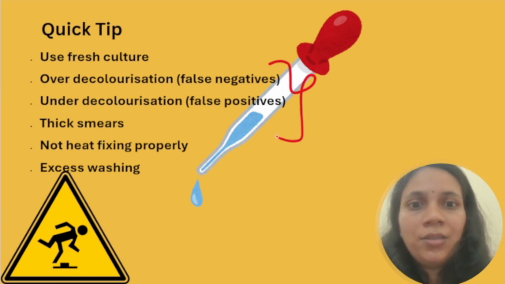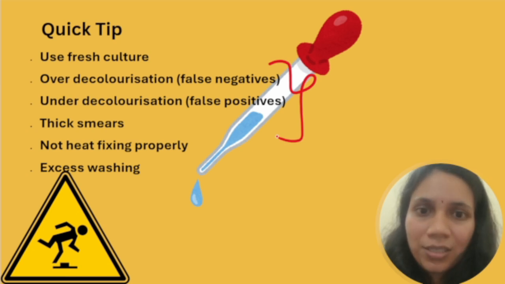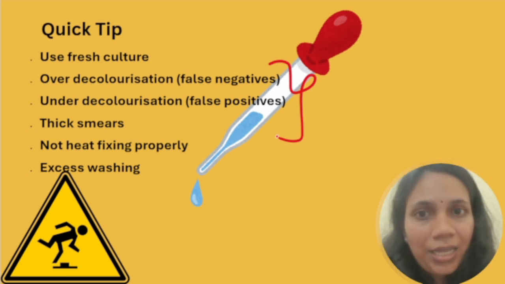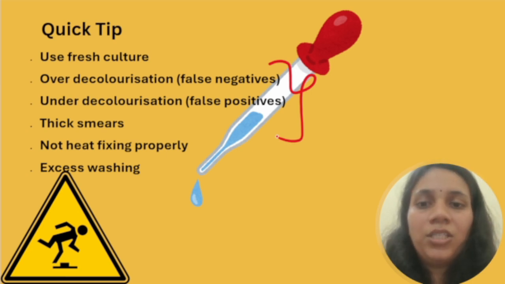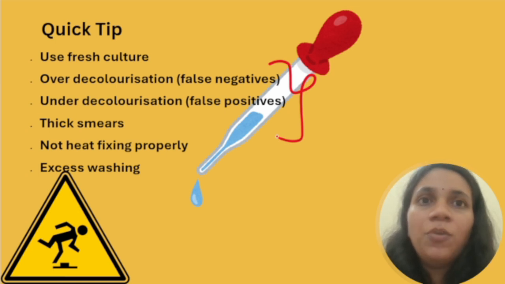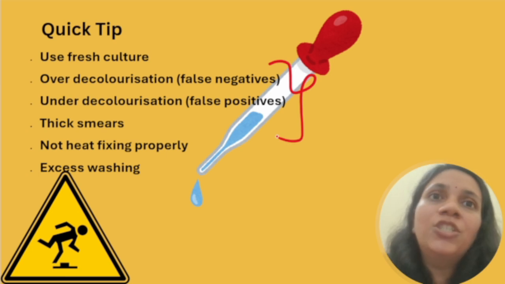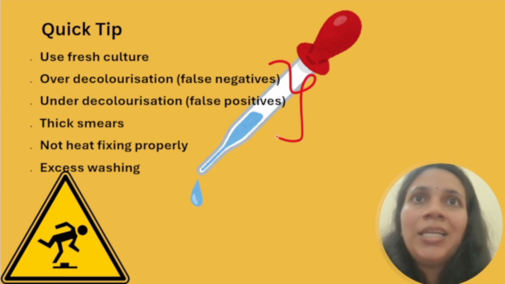Hey, I saw red colored cells. Somebody will say, hey, no, I saw purple colored cells. So that's the confusion. That is because there is either over decolorization or under decolorization. Next is making thick smears, a big no for microbiologists. You should never make thick smears. Smears should be very thin and evenly distributed. So always show the field which is very clean.